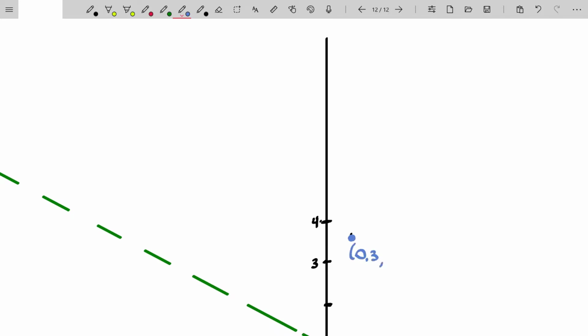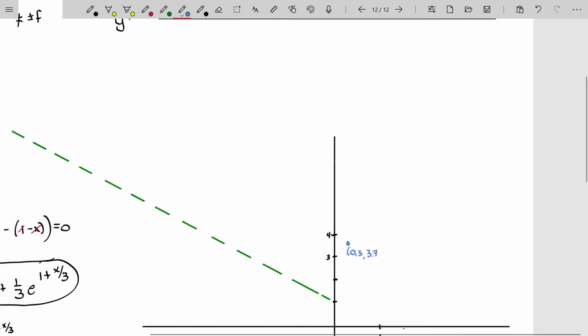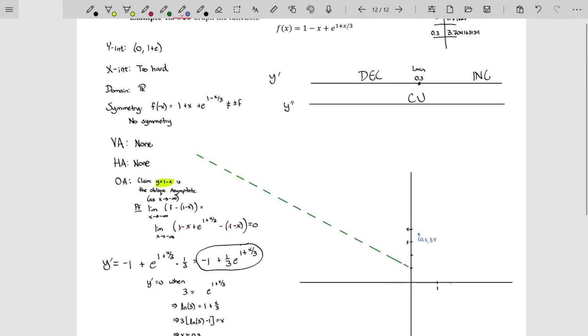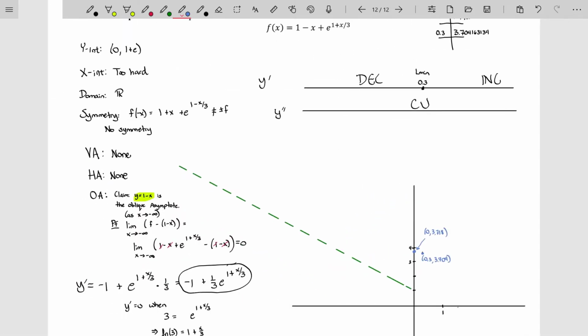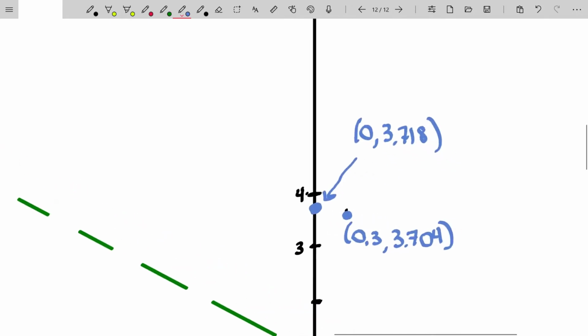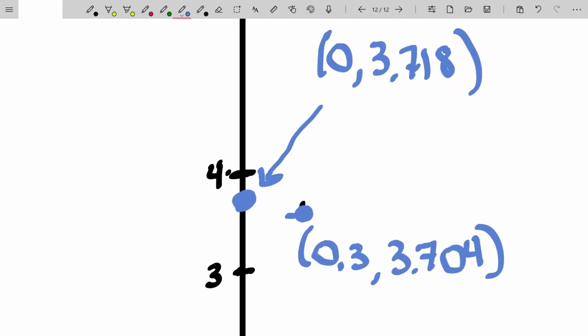We'll say this is 0.3 comma 3.7, and let's see, I'm going to express this in a few more digits, 0.4. That's our local minimum. Our y-intercept occurs just barely above that, to be honest with you, and that occurs at 0.3.718. Again, just significantly rounding, but whatever. Now remember, our curve is always concave up. It's decreasing until we get to this point right here, and then it's concave up and increasing after that.